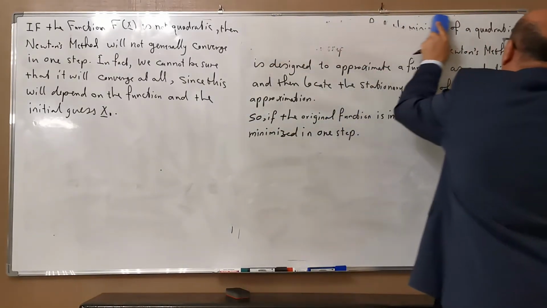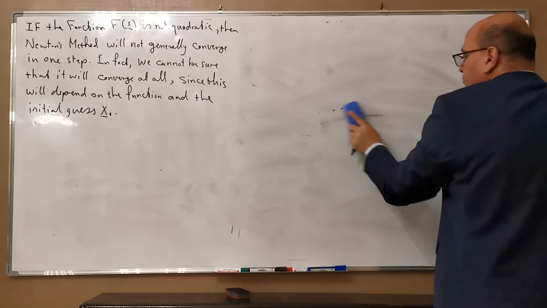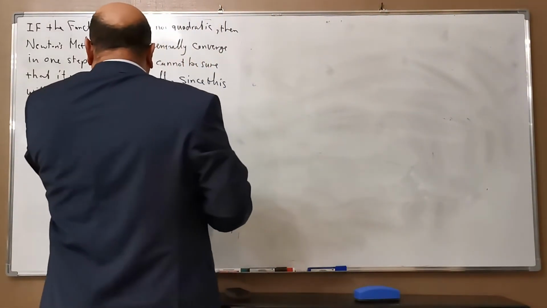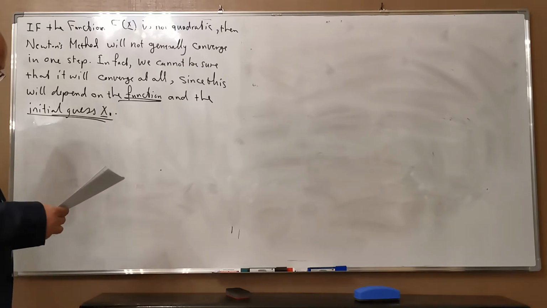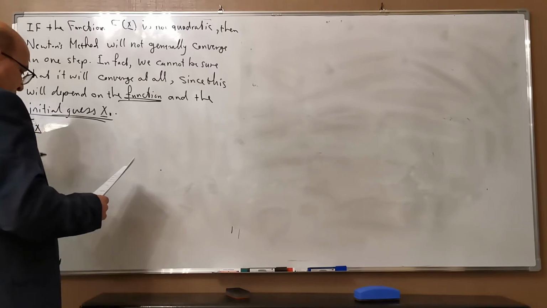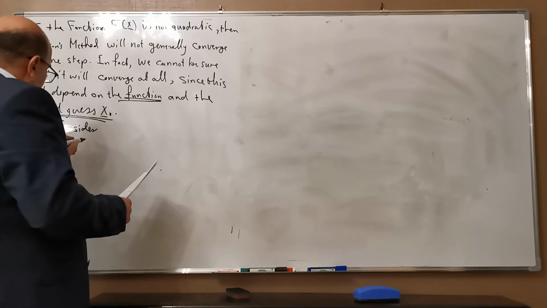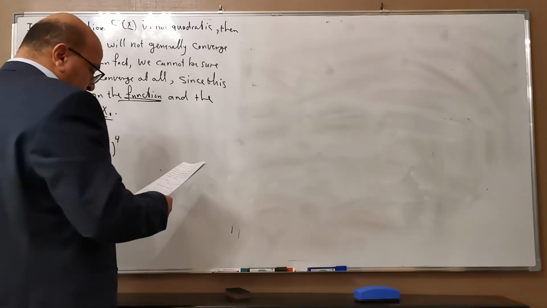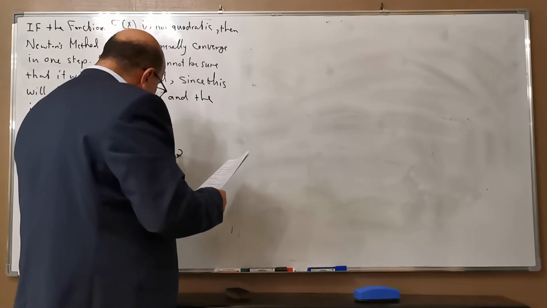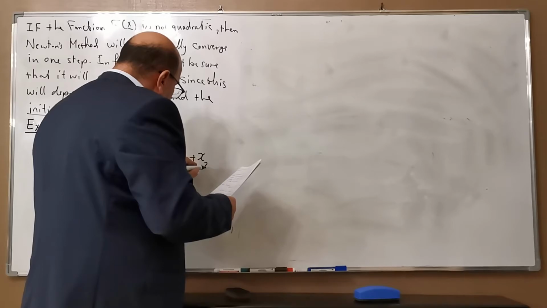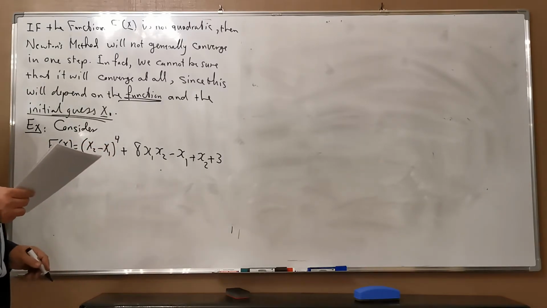We'll see this through the following example. So the function itself and the initial guess are two critical parameters to be considered when talking about Newton's method. If we consider f of x to be equal to x2 minus x1 to the power 4 plus 8 x1 x2 minus x1 plus x2 plus 3. This is a fourth order function, okay?